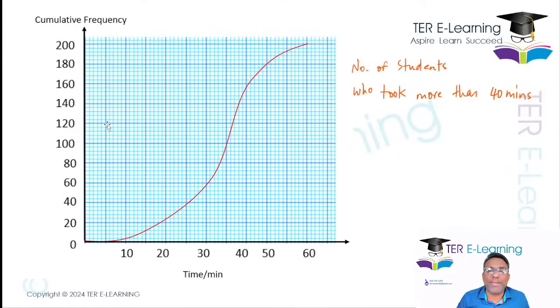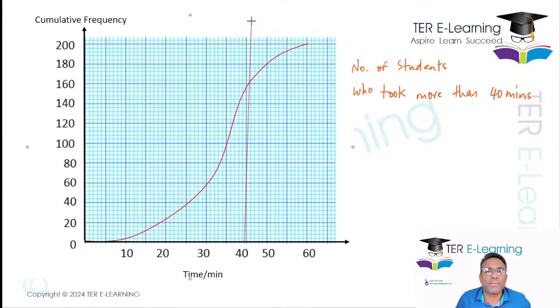So here's what's happening here. You want to work out how many students took more than 40 minutes. So what I would do, I would take my ruler. You have to take your ruler, you're going to come by 40 here, and you're going to read off this value here. That's what you're going to do.